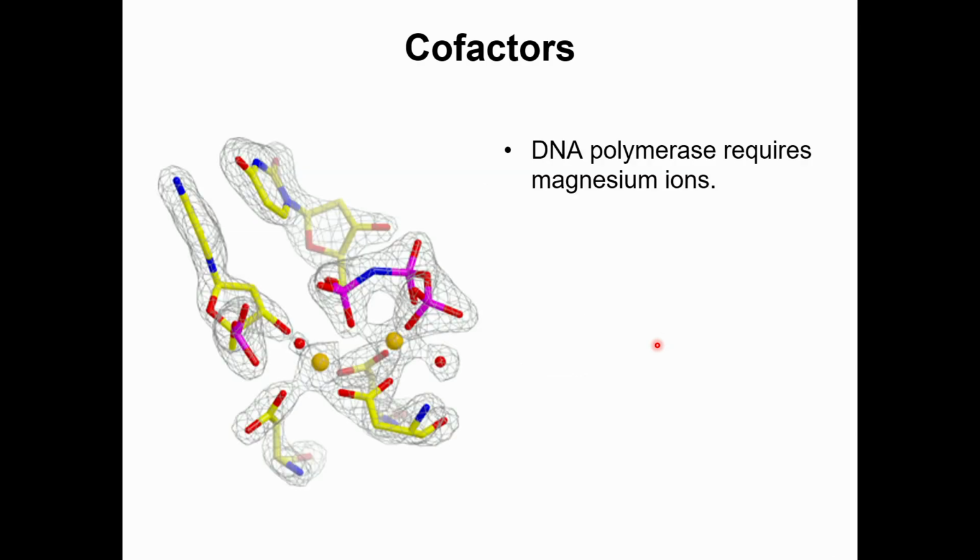And here is an example, DNA polymerase. And so this is part of the structure of DNA polymerase. And you can see that it has actually 2 magnesium ions present in the structure. And that's going to typically be right near the active site of the enzyme.